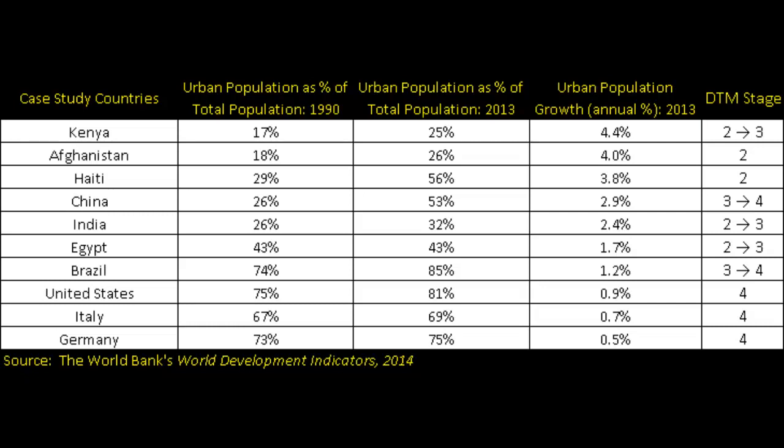So in sum, we see a particular pattern in which our stage 2, lower income, developing countries have faster growth rates at the moment. However, they remain overwhelmingly rural. So they're changing, but they're still more rural than they are urban. You can see that with Kenya and Afghanistan both having less than 30% of their population living in cities today.